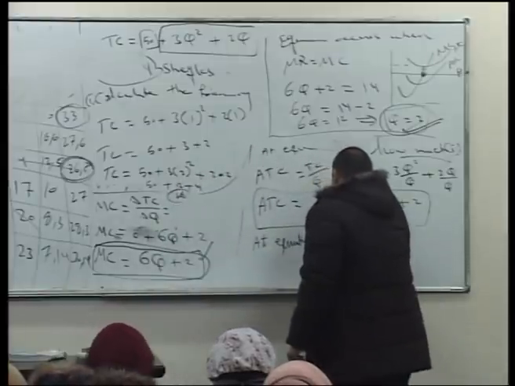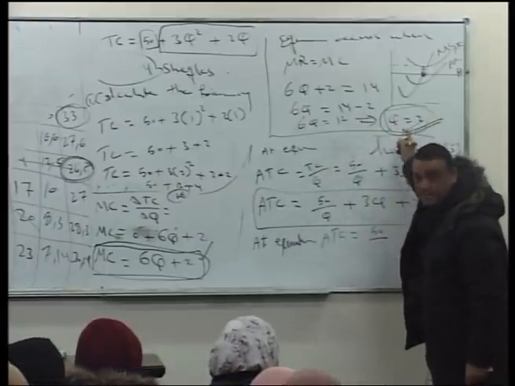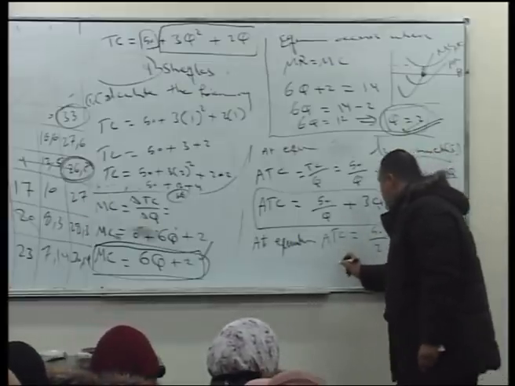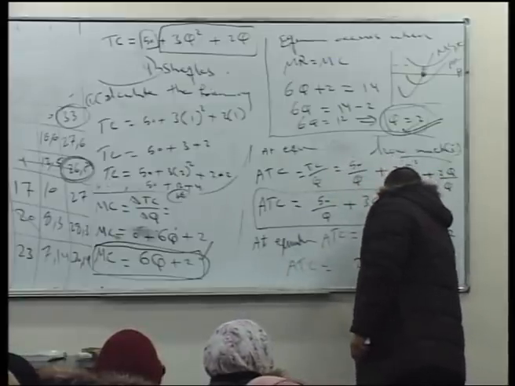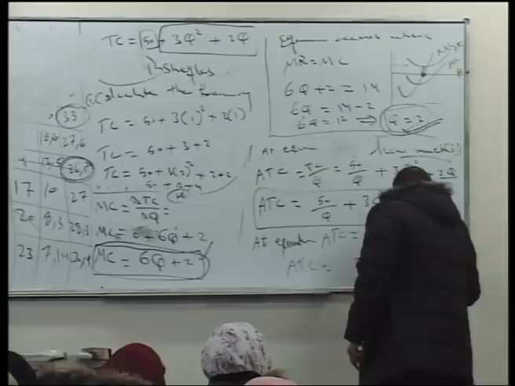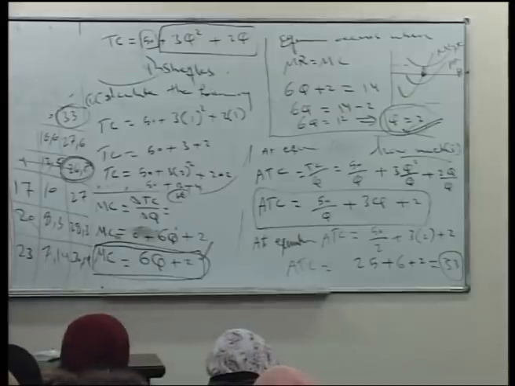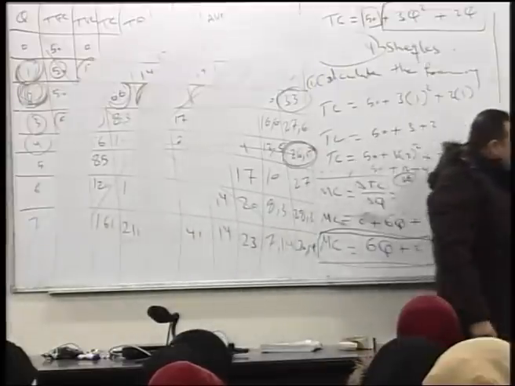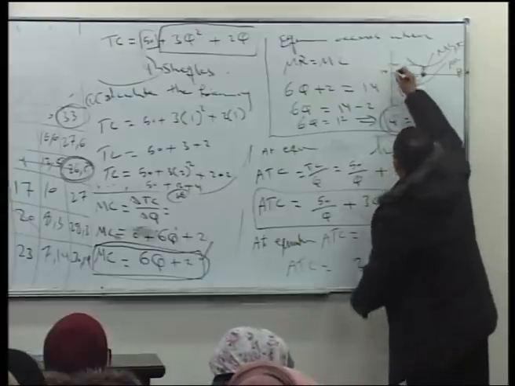So ATC at equilibrium equals 50 over 2, plus 3 times 2, plus 2. So ATC at equilibrium equals 25 plus 6 plus 2 equals 33. So ATC is bigger than the price. The equilibrium price is 14, and ATC is higher than it. Right? This is 14 and this is 33.